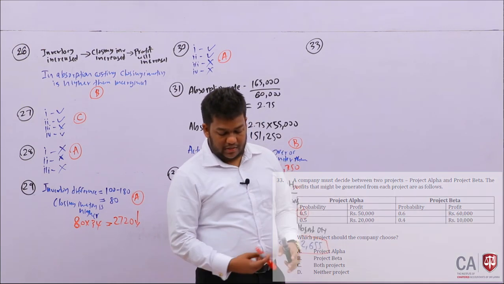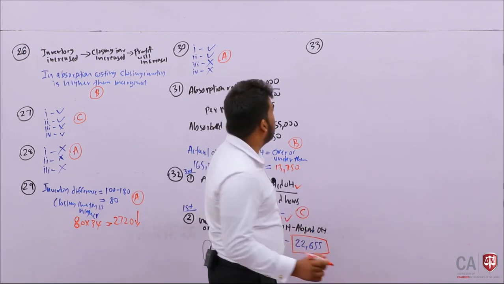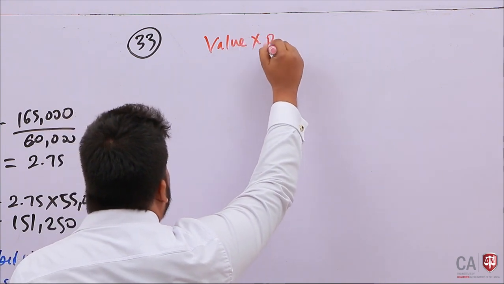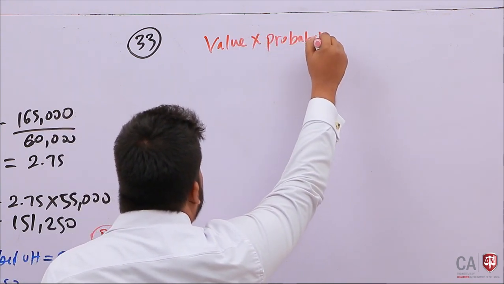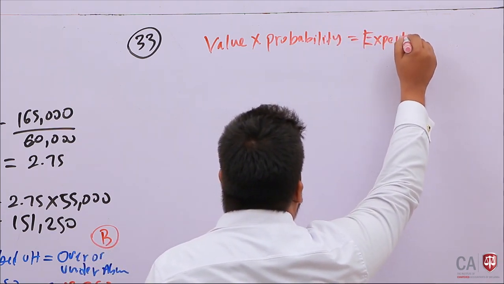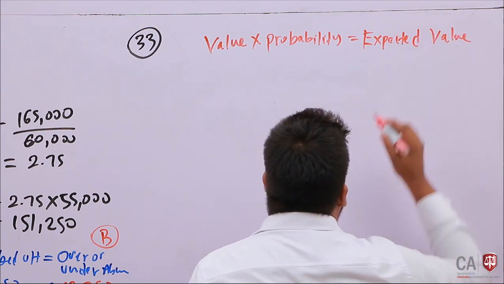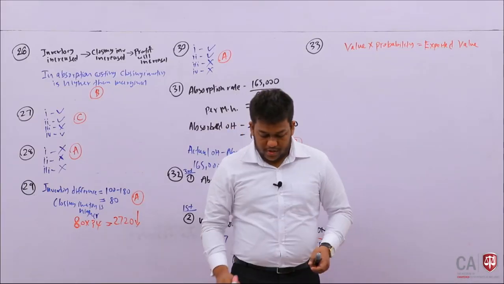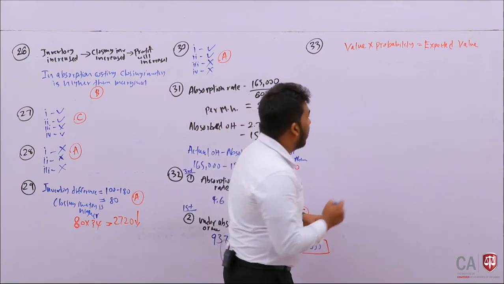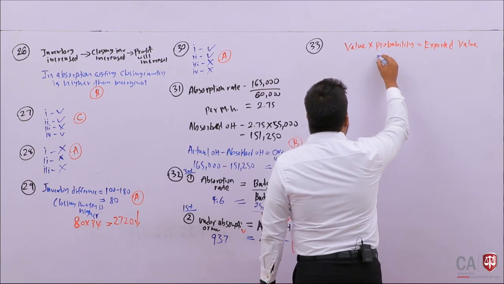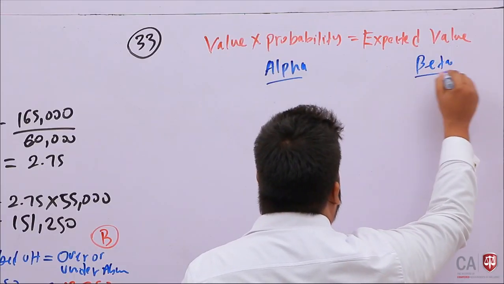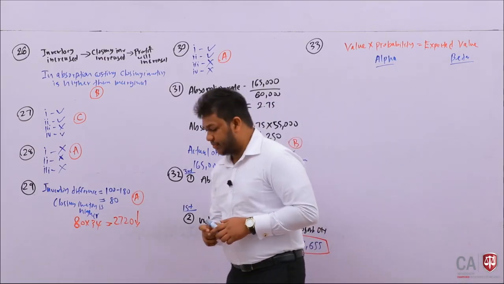So you have to know this. What is this actually? This is expected value. Value into probability. Probability equals what? Expected value. So you have to calculate separately for alpha as well as beta.